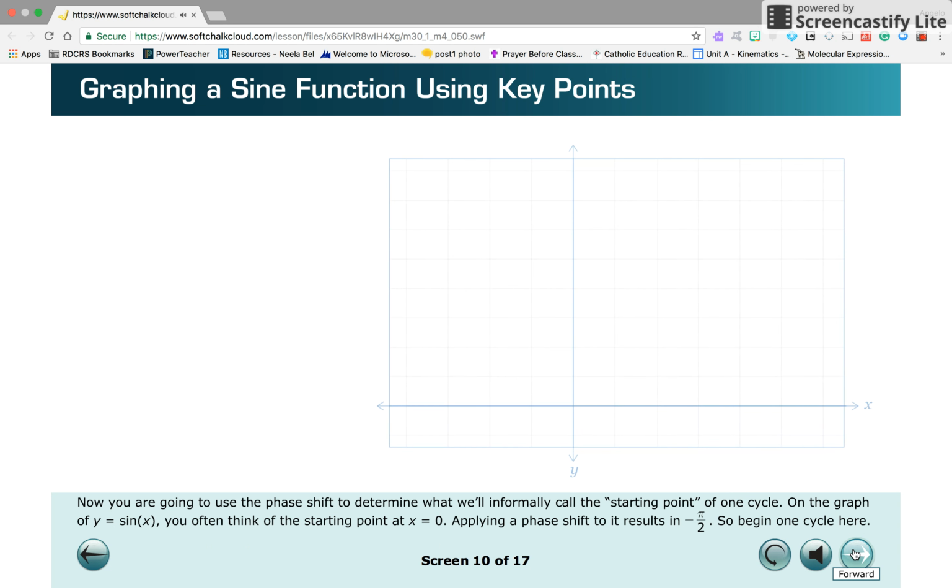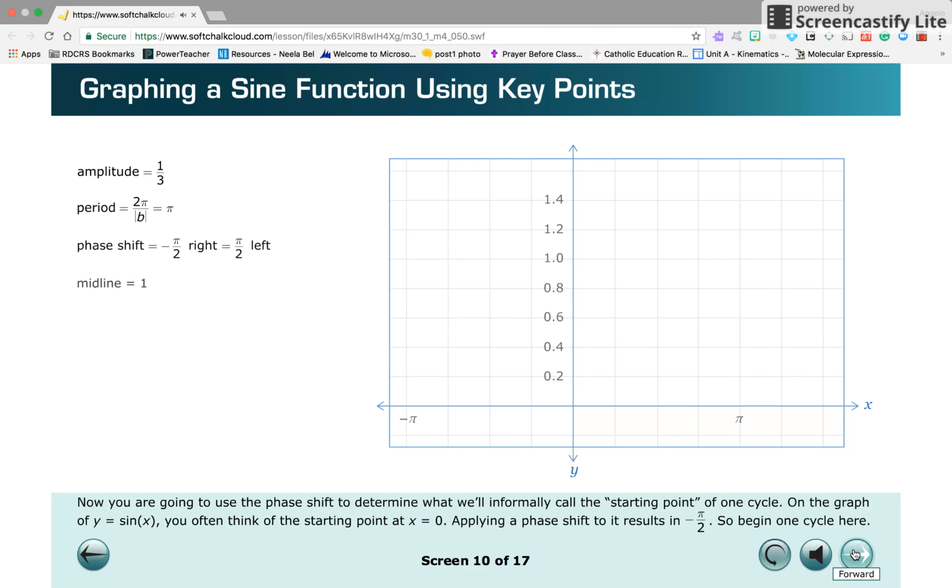Now you are going to use the phase shift to determine what we'll informally call the starting point of one cycle. On the graph of y equals the sine of x, you often think of the starting point at x equals 0. Applying a phase shift to it results in x equals negative pi over 2. So begin one cycle here.